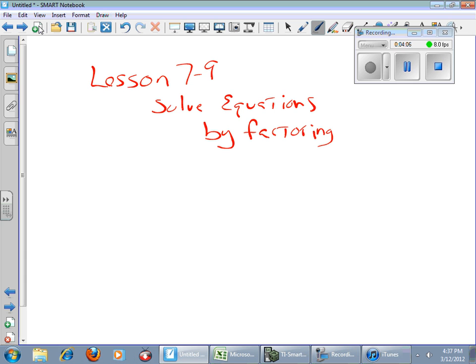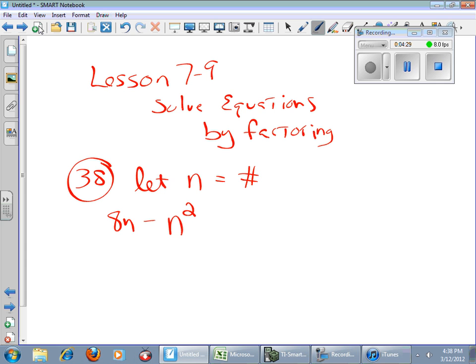Okay, I am going to look at problem number 38. And it says the square of a number subtracted from 8 times the number is equal to twice the number. Well, I need a variable, so I'm going to let n equal the number. I need the square of the number. Well, that would be n squared. I need to subtract it from 8 times the number. Notice it doesn't say subtract 8 times the number from the square. Subtract the square from 8 times the number. And that's the same as twice the number.